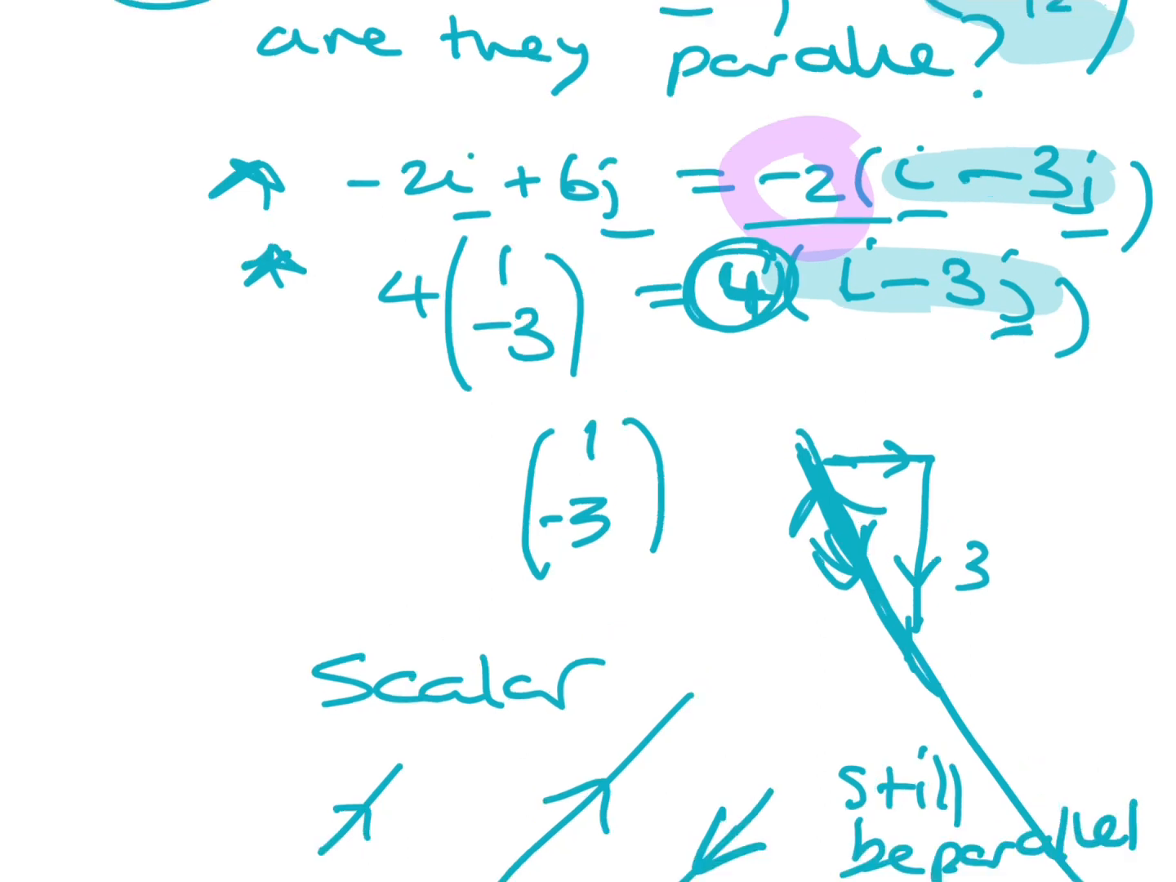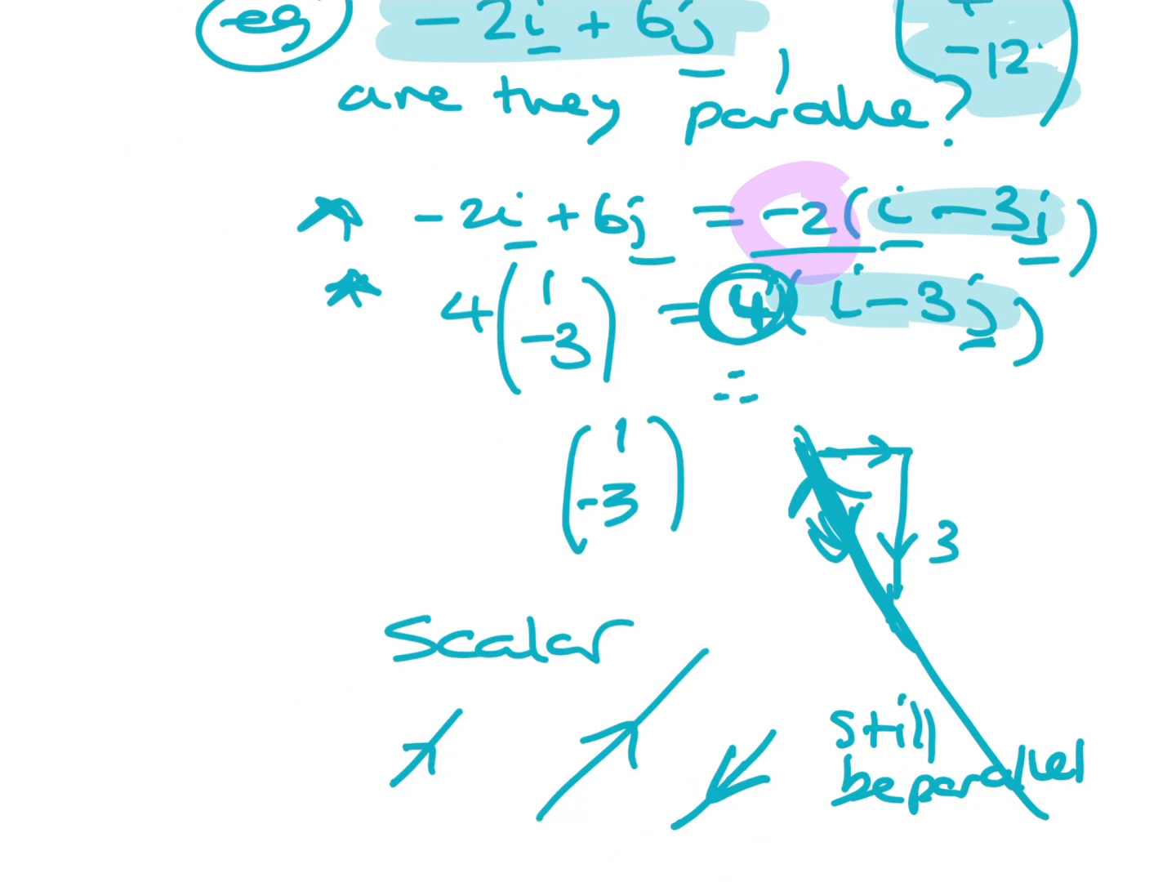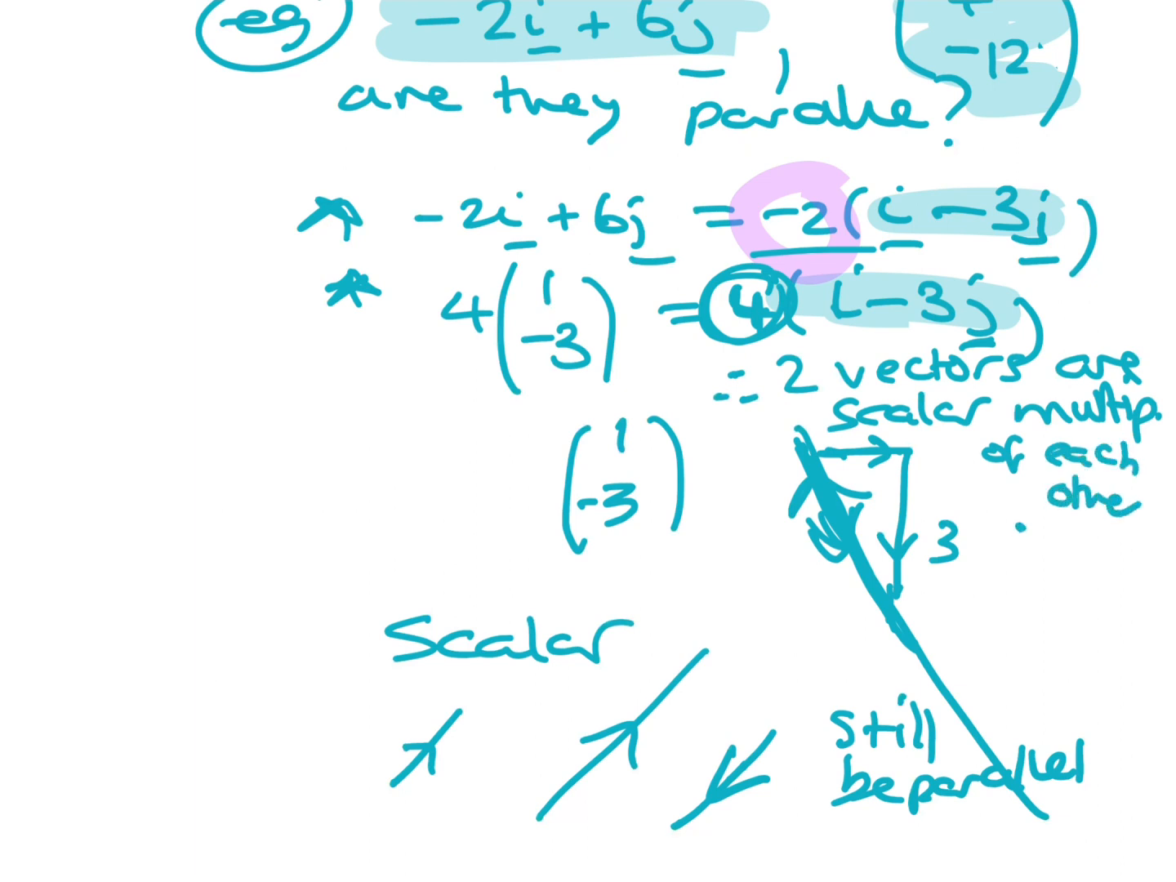So when you're writing out this proof, you take that out and you just go, therefore, the two vectors are scalar multiples of each other. Therefore parallel.